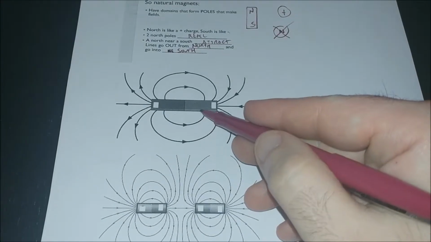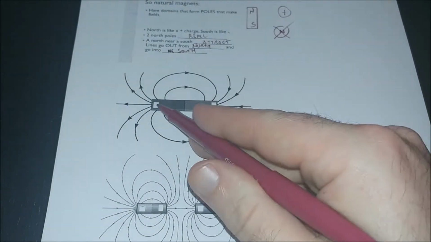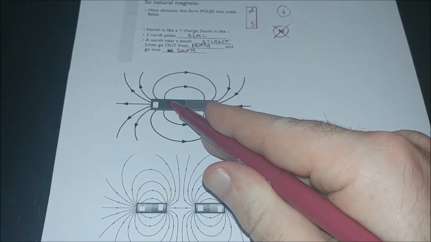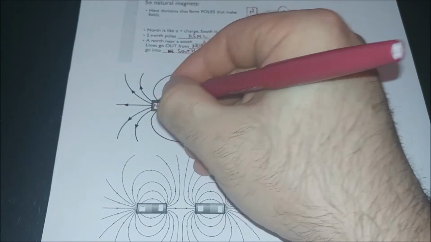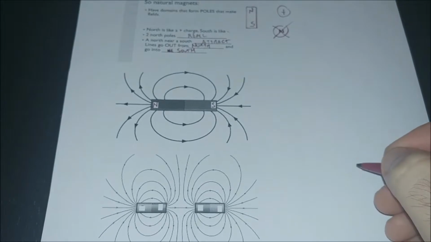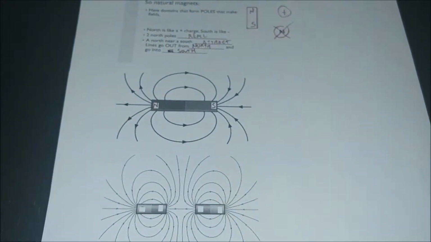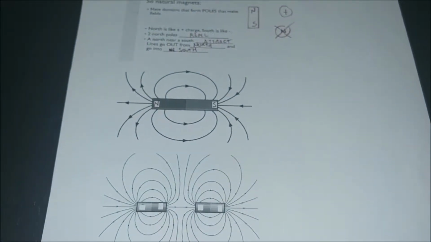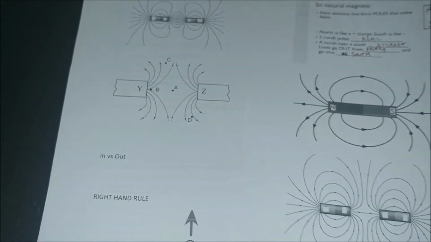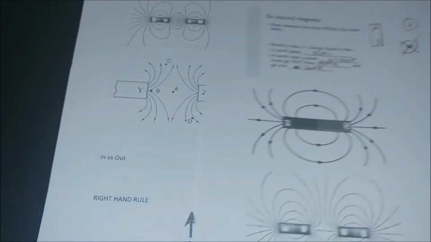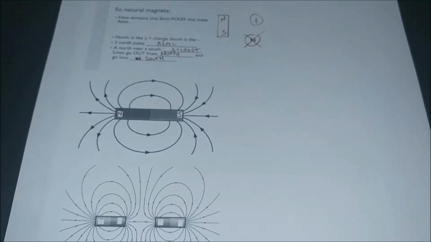So looking at this cute little thing right here, here's an example of a magnet. It has two poles. Lines go out from north into south. This has got to be a north. This has got to be a south. Can you now please pause this video and then work on the next two for me and figure out what they're going to be? Pause it now.